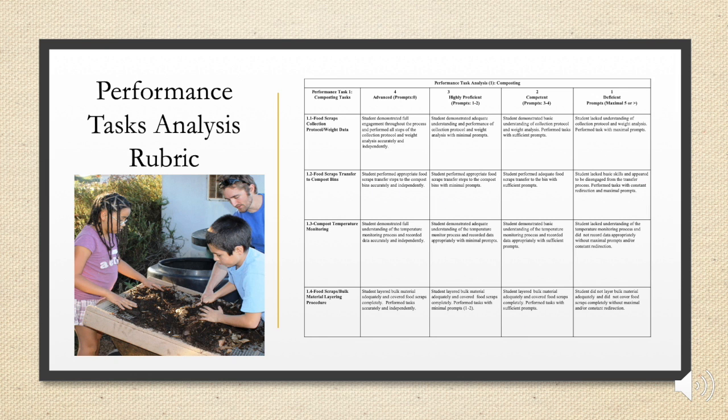The performance task analysis rubric score ranges from 4 to 1, 4 the highest, 1 the lowest. Students who score in the range of 4 to 3 can perform compost and gardening tasks independently or with minimal prompts. Students who score in the range of 2 to 1 will be provided with additional supports and accommodations and paired with advanced students to support with various tasks throughout the SLP.